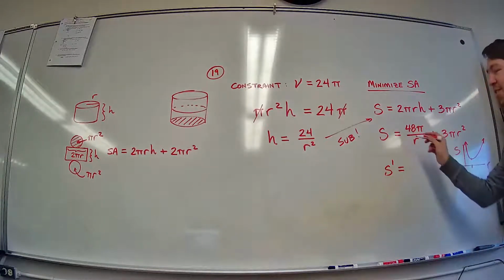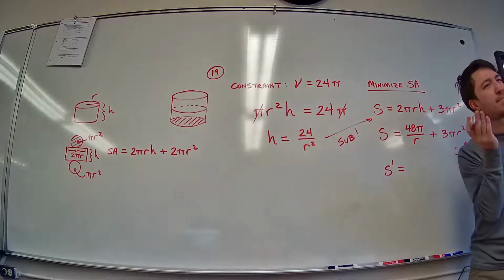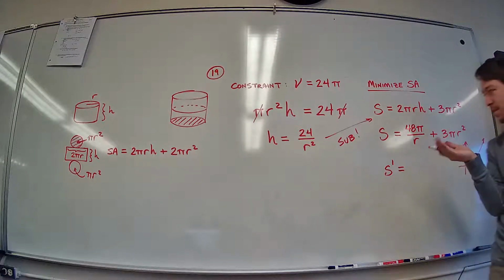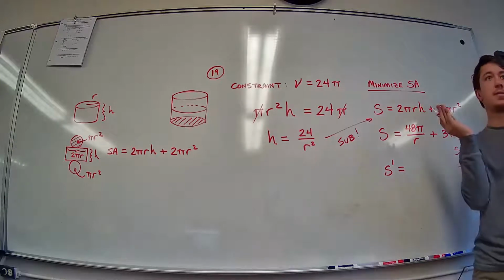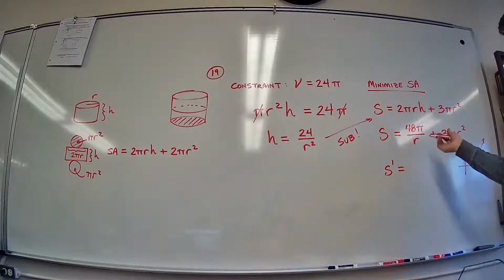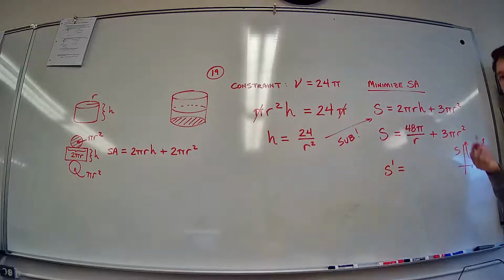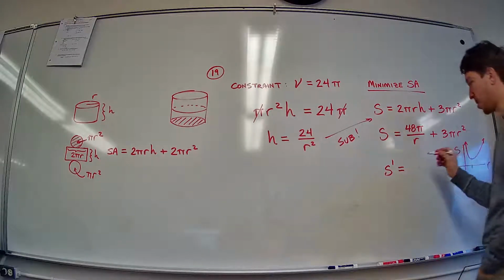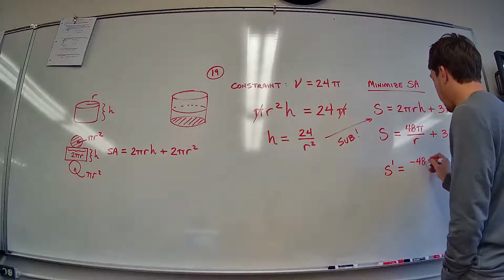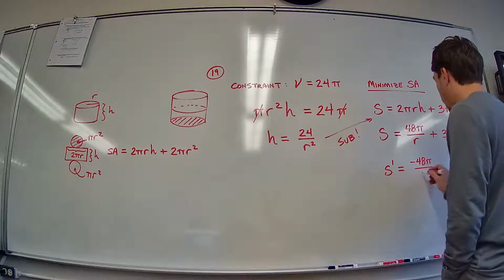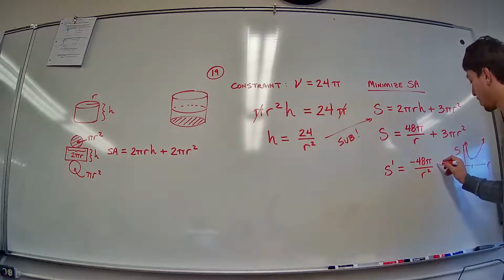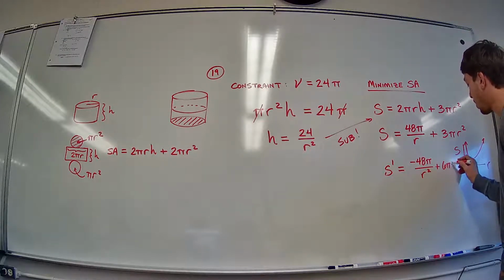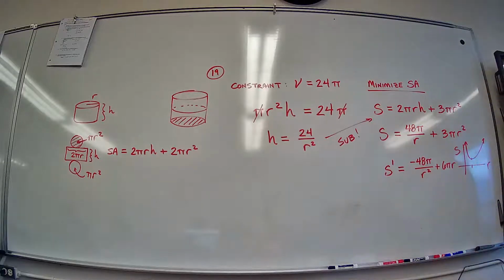Okay. Derivative. Don't be afraid of pi, by the way. What is pi? It's just a number. 48 pi is a number, just like the number 6, right? So the derivative of 48 pi over r, you treat it exactly like you were doing the derivative of 6 over r or something. So what you're going to get is negative 48 pi over r squared plus 6 pi r. Get rid of my graph here. It's cluttering.